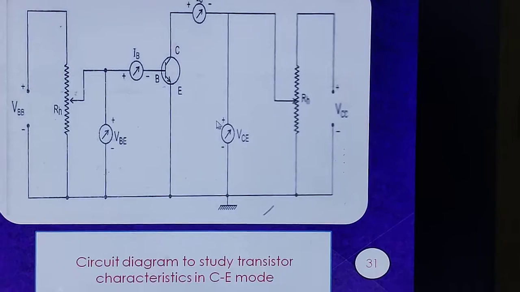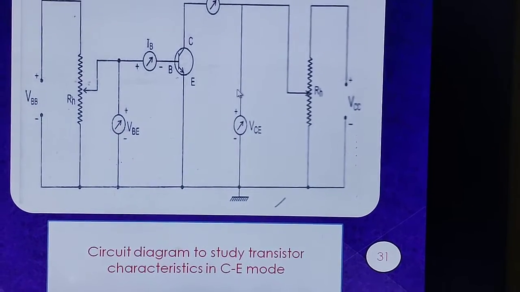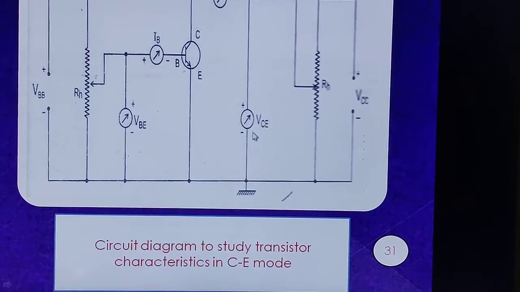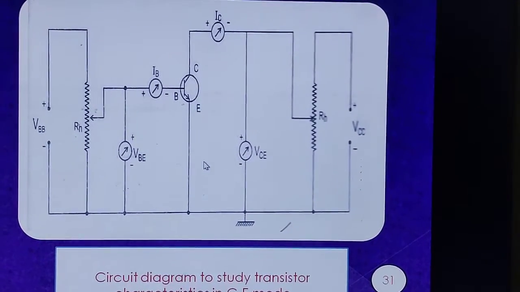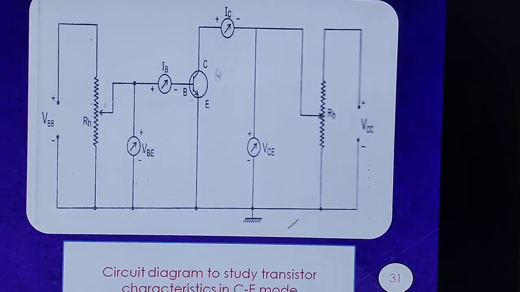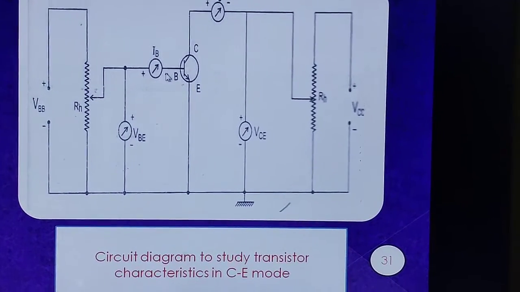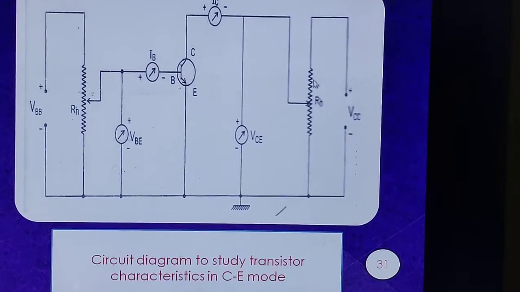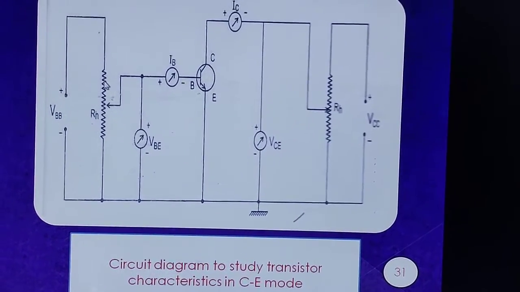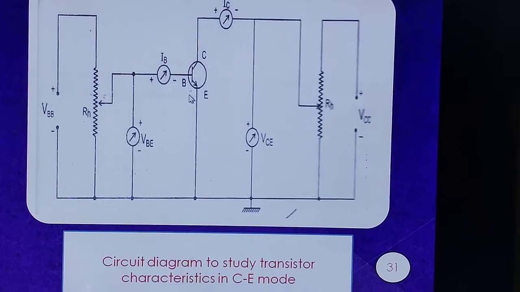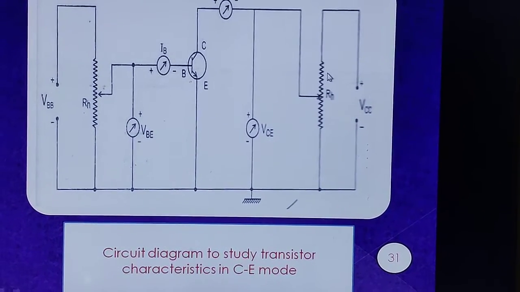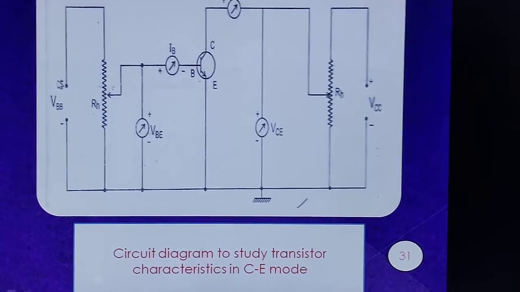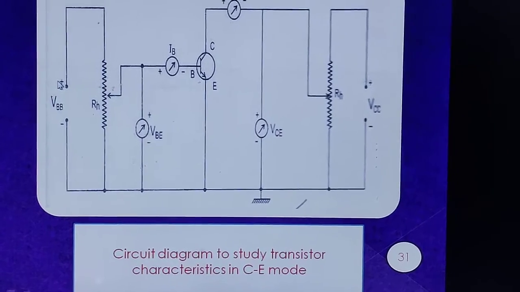Also, the reverse biasing given to the collector to emitter, that is VCC, is measured by this voltmeter VCE. To study the characteristics of the transistor, we divide the transistor into 2 parts, one the input part and the other the output part. We have given 2 supplies. So in order to study the input characteristics, we have to keep the output constant, and to study the output characteristics, we have to keep the input constant.